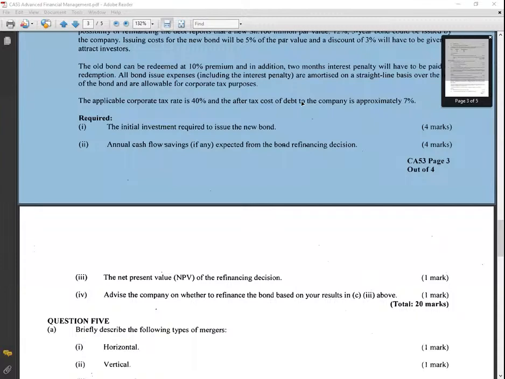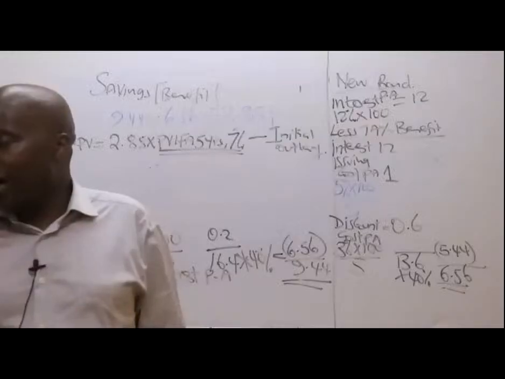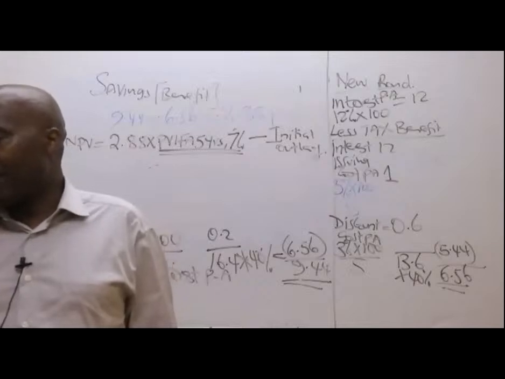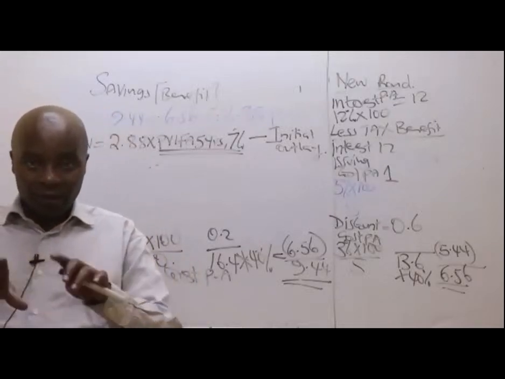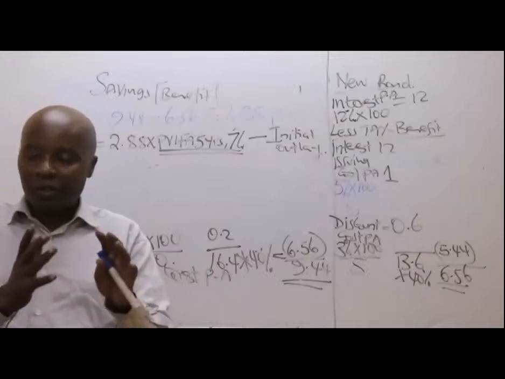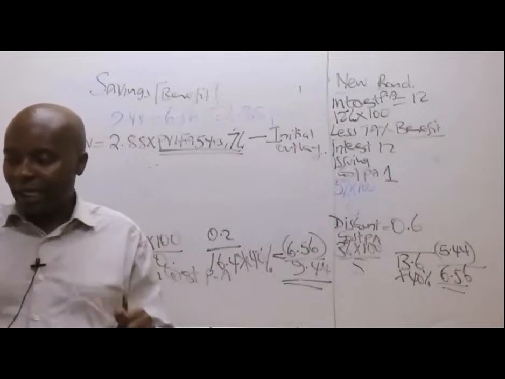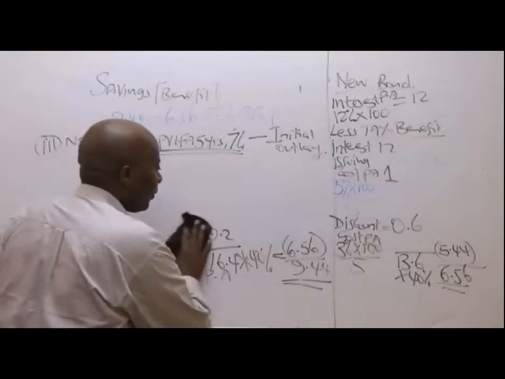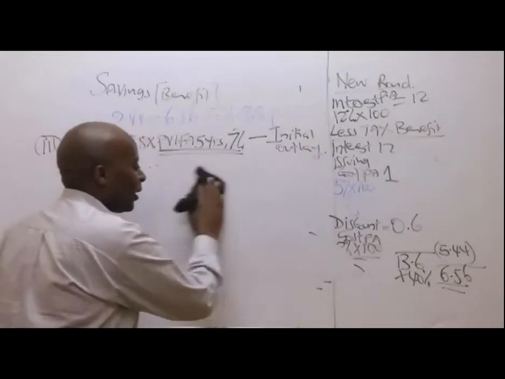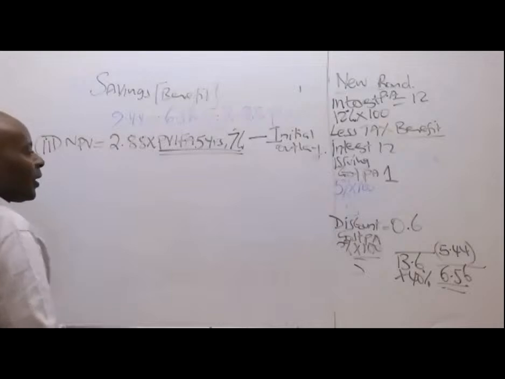So I would want a good student to be able to read this for me from your tables. Remember, we are using the PVFA, the present value interest factor of an annuity. First of all, does the present value interest factor of an annuity table have 7%?